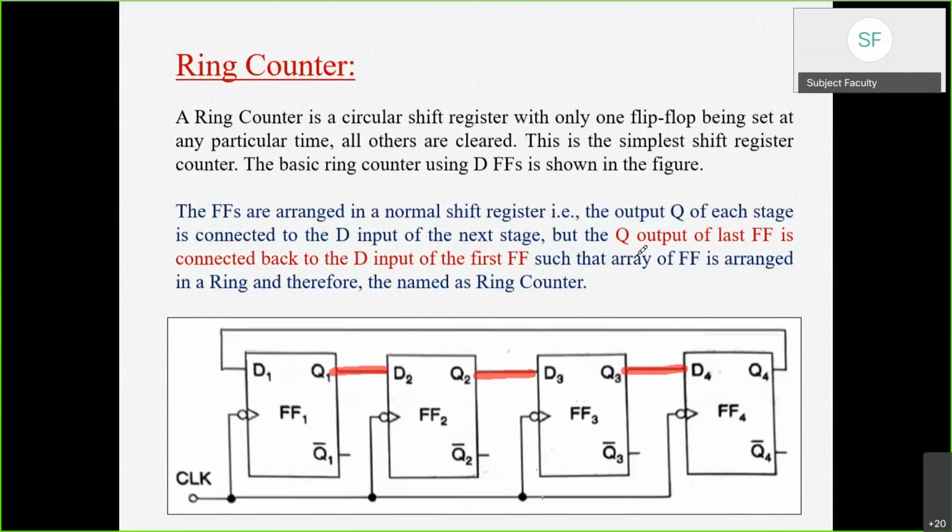But what is the change here? The Q output of last flip-flop is connected back to the D input of the first flip-flop. So this connection is now changed from SISO shift register to ring counter. This single connection will make our SISO shift register a ring counter. So it is connected in such a way that the array of flip-flops is arranged in a ring. So that's why it is known as a ring counter.